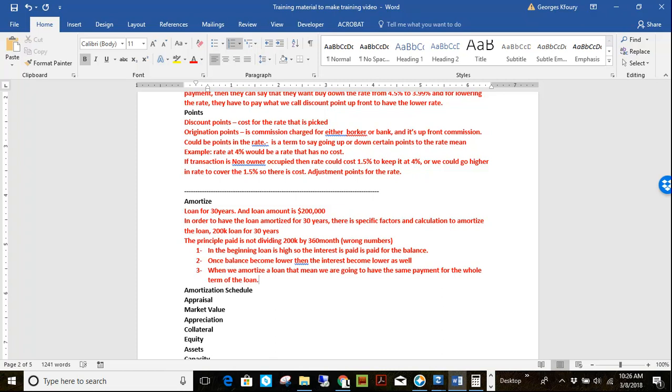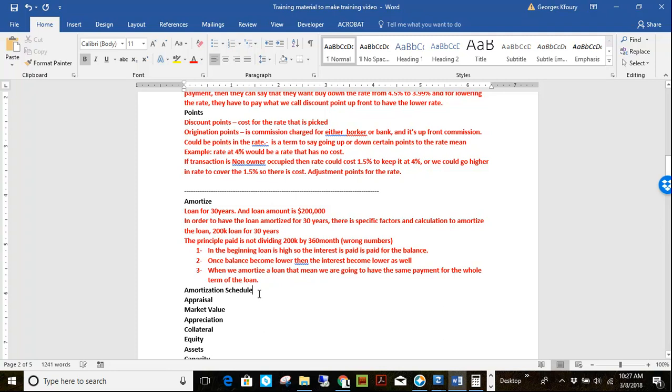It will not change. So amortizing a loan doesn't mean taking the loan, dividing it by the number of months, and there you go, we have the payment. No, there are certain factors that calculate it, and mainly we don't do the calculation ourselves when we amortize a loan. We use special mortgage calculators to calculate the amortization for us.